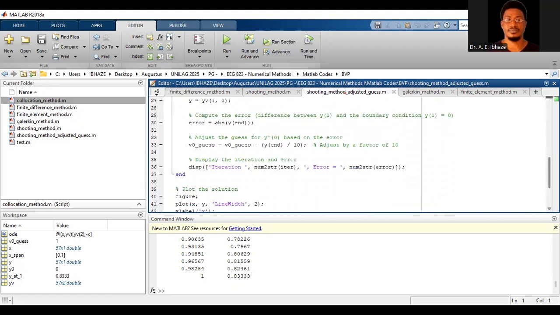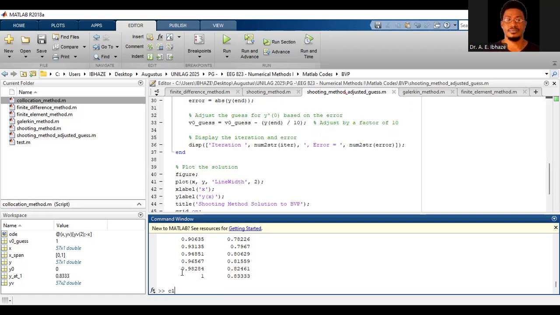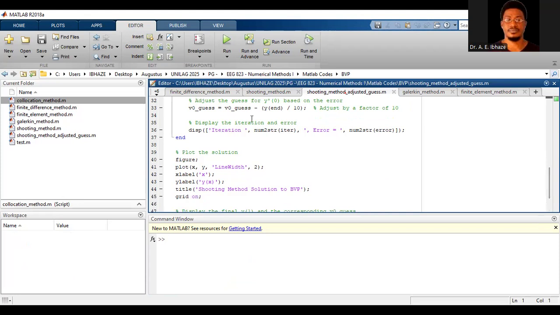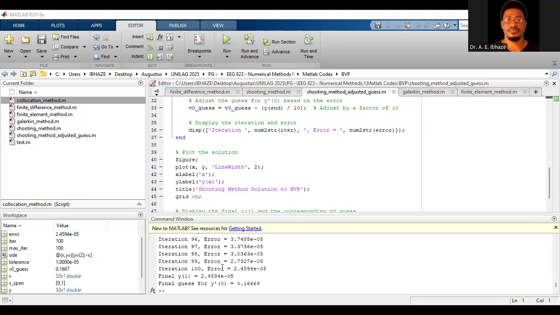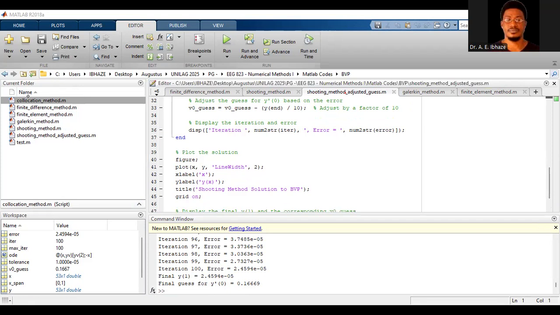So with this, we'll now run our simulation. So let us clear this. Then we see we got something even better. So we have literally moved from 0.8 to about 0.1. And then we can literally continue with this adjustment till we are able to arrive at the expected outcome.